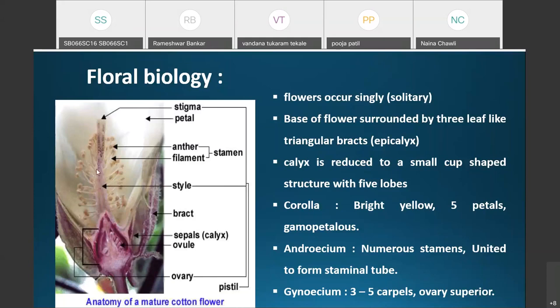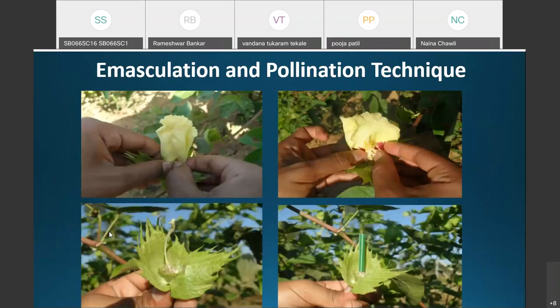While regarding the gynoecium, 3 to 5 carpels are present, and the ovary is superior. That is the structure of the flower in cotton. Then here you can see how exactly emasculation and pollination is carried out.